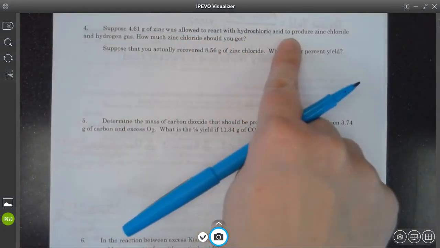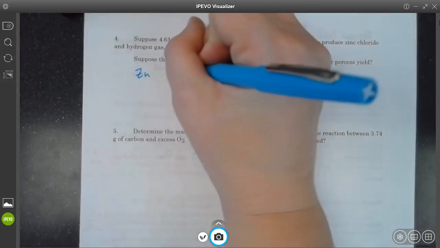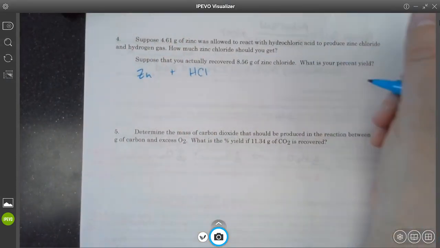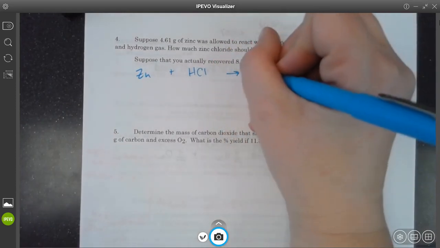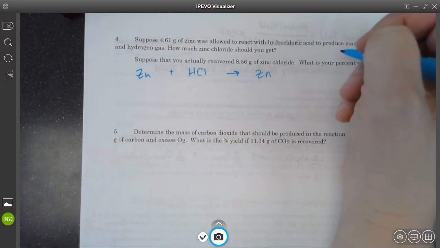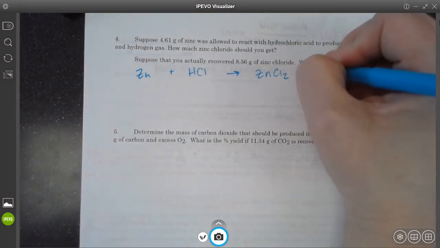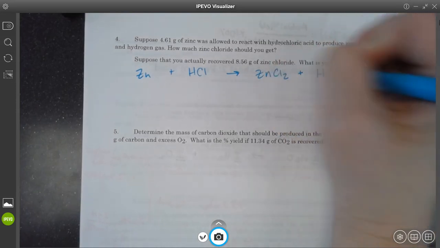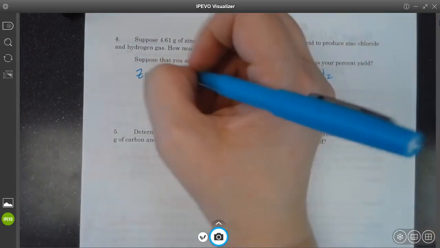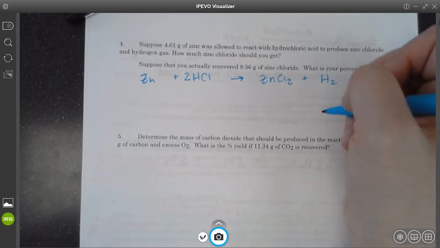Zinc is reacting with hydrochloric acid to produce zinc chloride. Guys, what's the formula for zinc chloride? ZnCl2, with the 2 at the end. And hydrogen gas, which is what formula? H2. Is this balanced? No, it's not. But if you just have 2 of each, then you're fine. No, it's 1, 2, 1, 1. Yeah, so that's it.